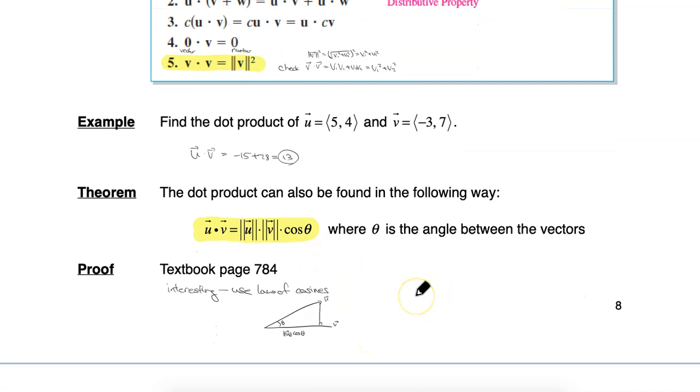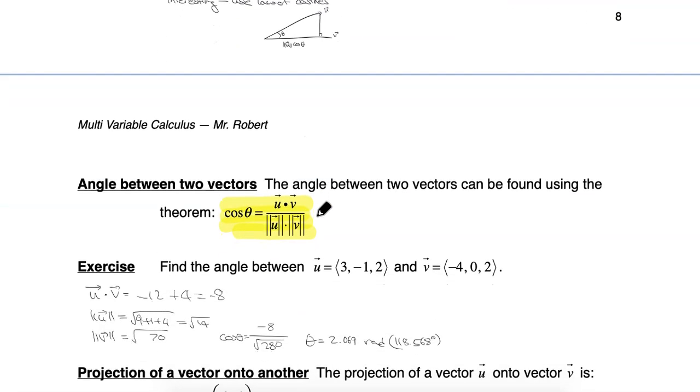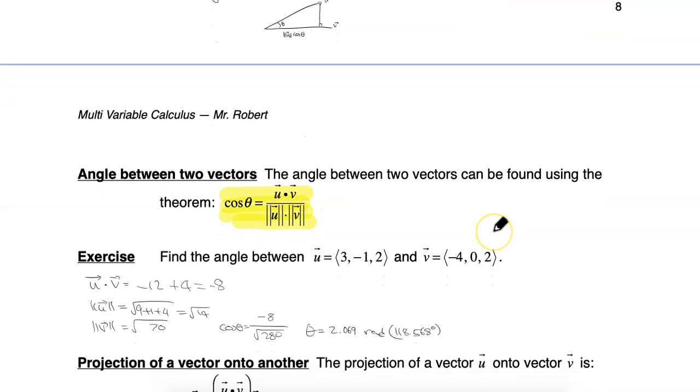The proof is quite interesting. It uses the law of cosines, and you can find it in the textbook if you're interested. But what's really interesting is to have two ways of finding u dot v. Sometimes one way will be easier than the other, and then we can use our result and reapply it in the second way. And we'll see that right now.